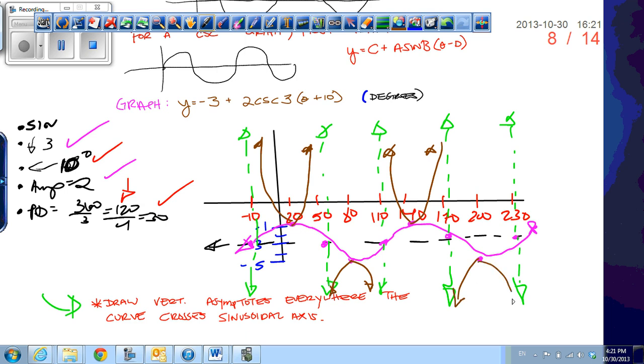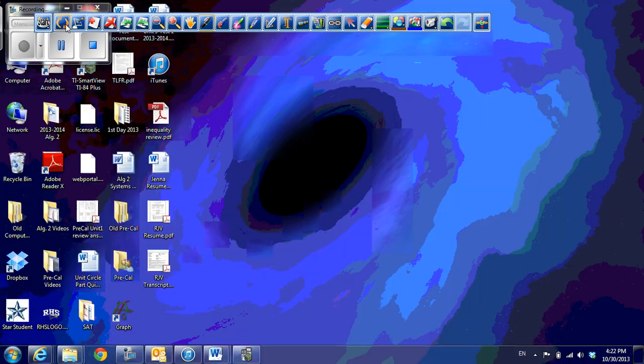That's essentially it. If we have secant instead of cosecant, remember, instead of graphing sine first, we're going to have cosine first. That's pretty much it. It's really easy as long as you know what you're doing with sine and cosine. Have a good day, and we'll see you later.